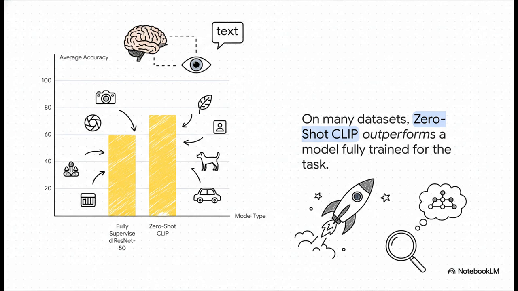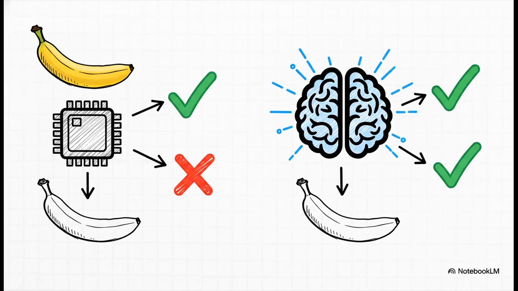That is just incredible. And what's more, CLIP turns out to be way more robust. See, a lot of older models are brittle. They memorize the patterns in their training data. So if they only saw photos of bananas, they get totally confused by a sketch of a banana. But because CLIP learned the concept of a banana from all kinds of text descriptions on the internet, it handles these variations so much better.